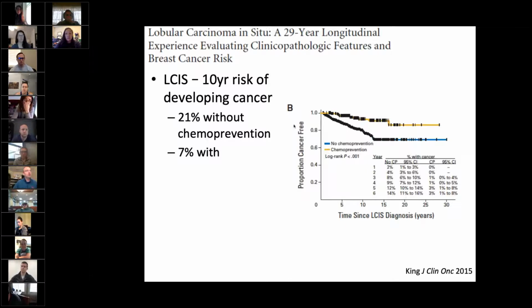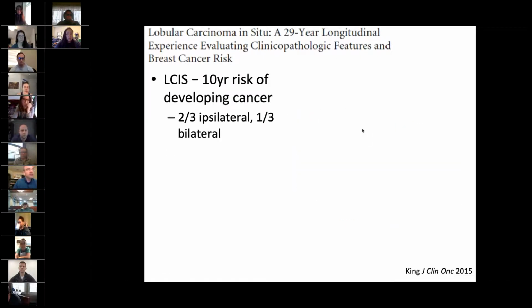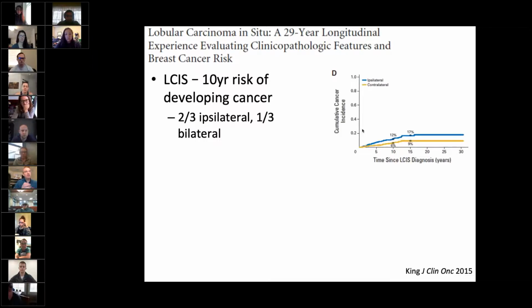Now, to Christina's point about bilateral, two-thirds of these cancers when they come are ipsilateral and one-third are bilateral. So they are at risk for bilateral cancers. I think when I was a resident I learned that the risk was equal ipsilateral and contralateral. That's not exactly true, right? So the risk of ipsilateral cancer is higher, but there's risk for both sides.